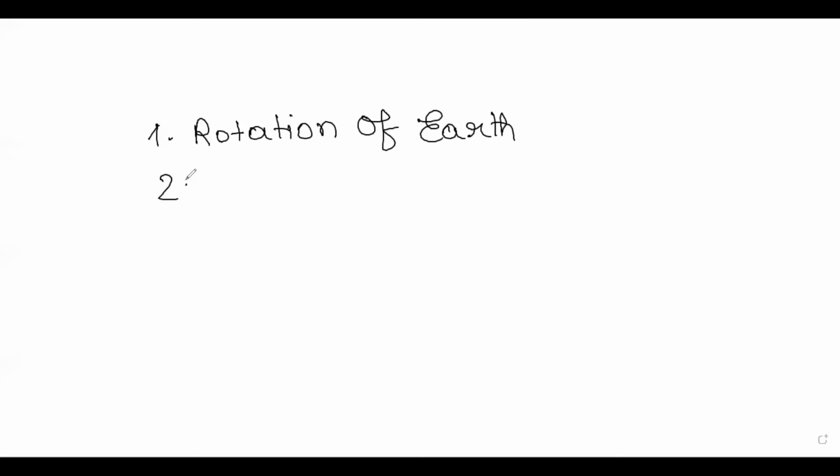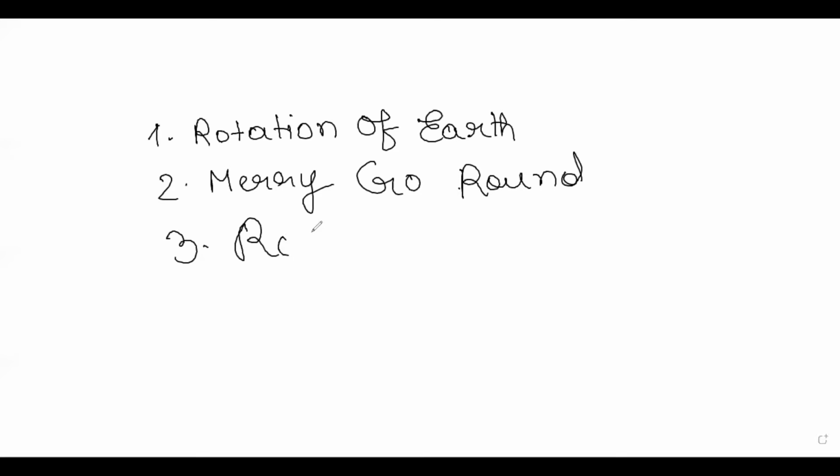If the particles of the body revolve in a circle about the same axis, then the motion is said to be rotational motion. For example, the motion could be the rotation of earth, right? We can define the rotation of earth as rotational motion, or it can also be the merry-go-round. Merry-go-round always moves in a rotational motion, and it can also be the rotation of a fan.